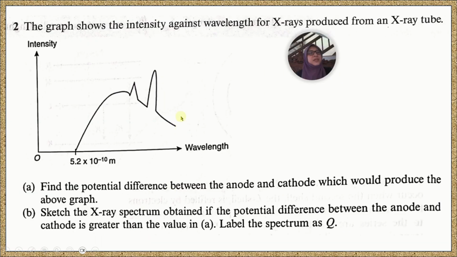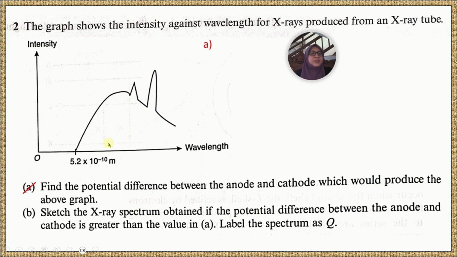Okay, now we go to question 2. The graph shows the intensity against wavelength for X-rays produced from an X-ray tube. Okay, intensity against wavelength graph. Find the potential difference between the anode and cathode which would produce the above graph.